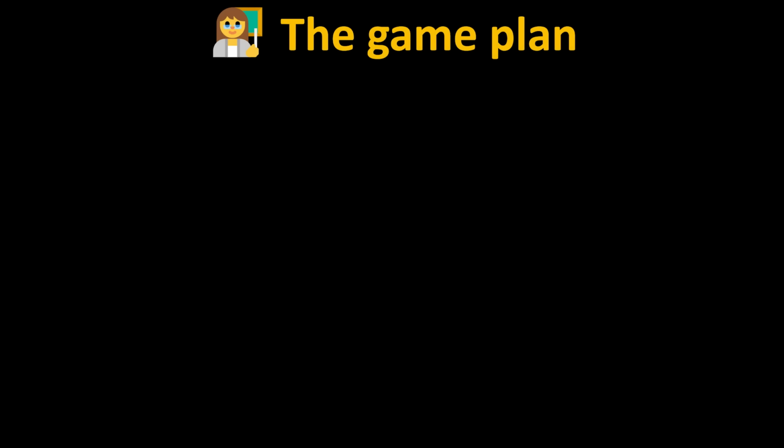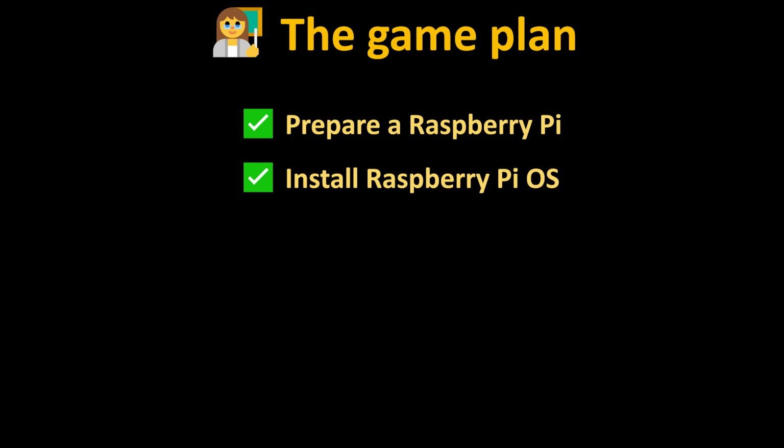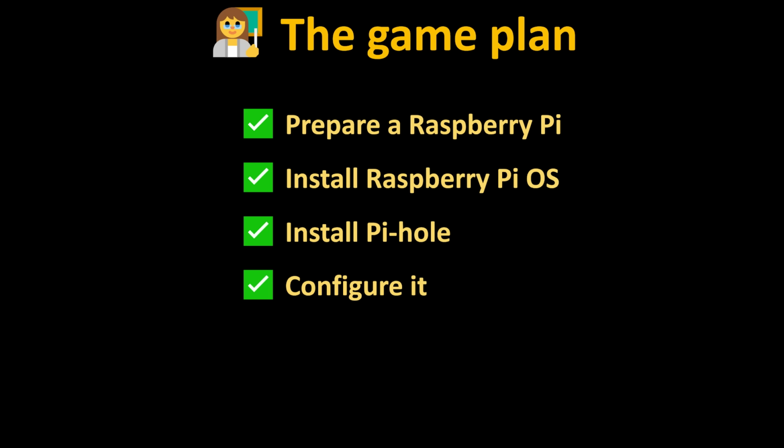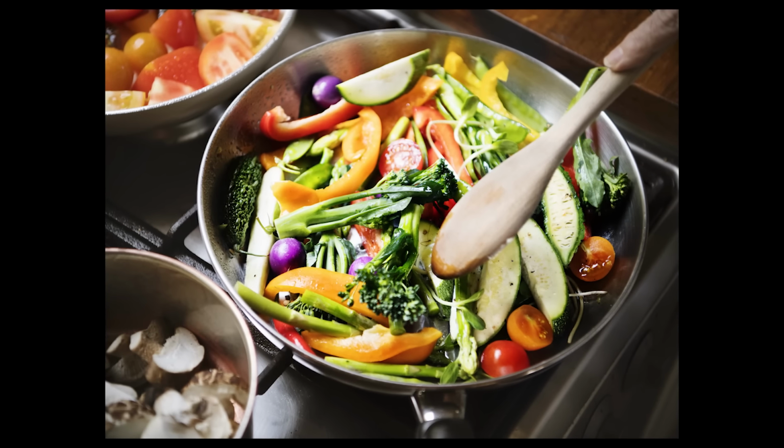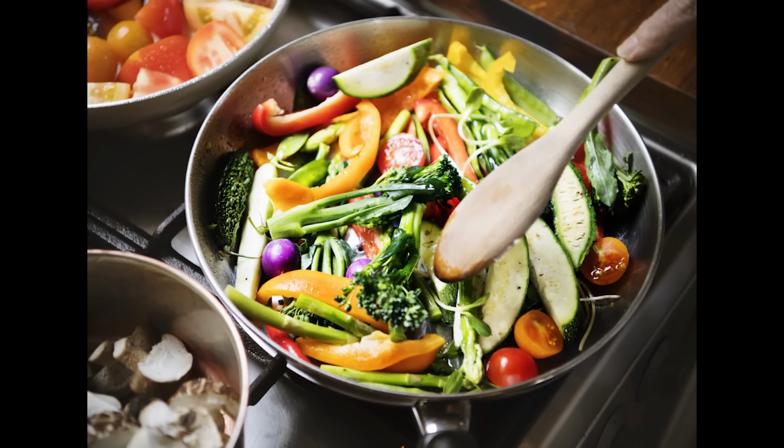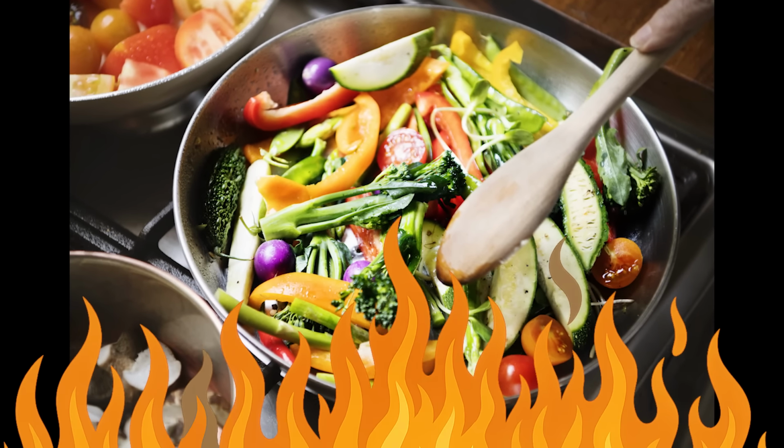So today you're going to prepare a Raspberry Pi, install Raspberry Pi OS, install Pi-hole, configure it, test it, and optionally add Unbound. And yes, you can absolutely do all of this even if you've never touched Linux before. If you can follow a cooking recipe, you can follow this. And unlike cooking, nothing here will catch fire. You've got this, and I've got you. After all, what are dads for?